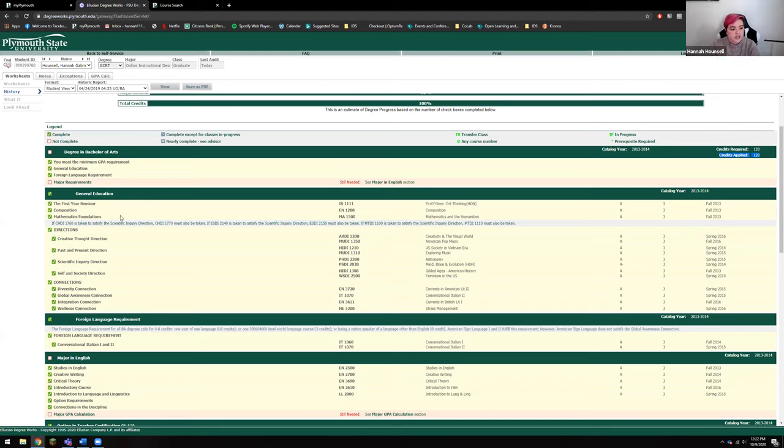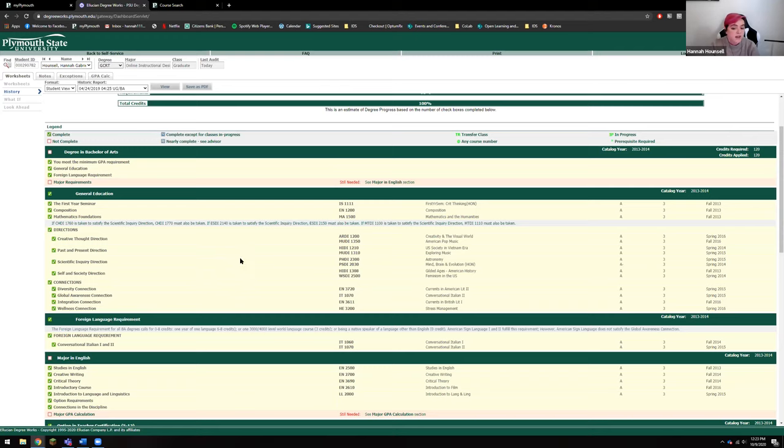Moving on to the general education section of DegreeWorks. This is where it spells out the exact requirements of gen eds. You'll see here, when I was at the school, it was called First Year Seminar, but now it's called Tackling a Wicked Problem, Composition, Math Foundations, the Directions and Connections. I don't know if there's anything specific that folks would like me to go over with the gen eds, or if Kelsey has anything specific to say about the gen eds.